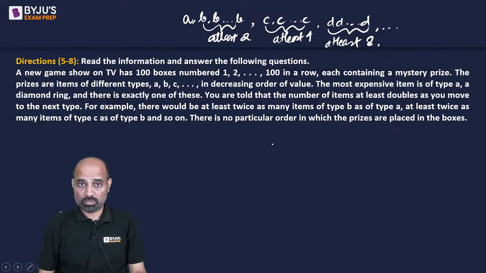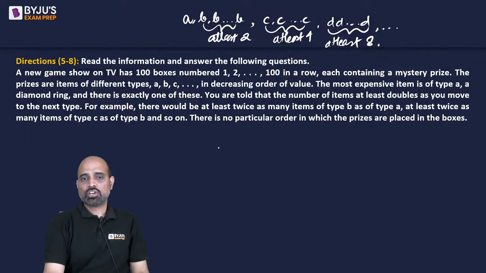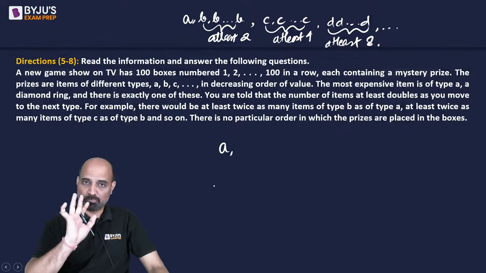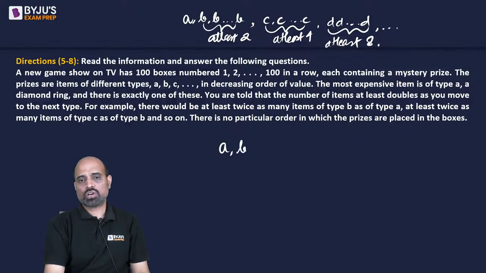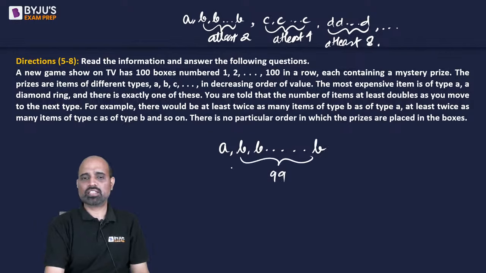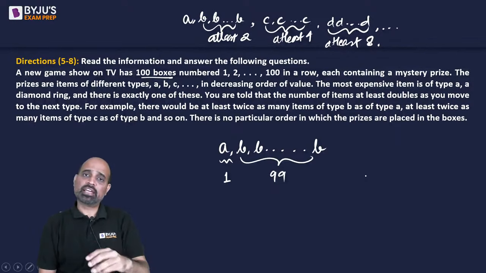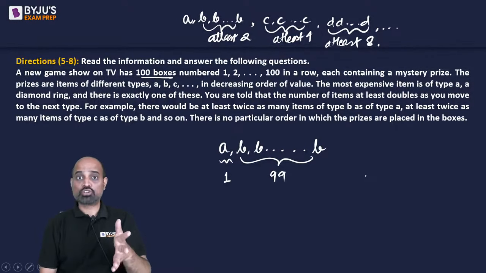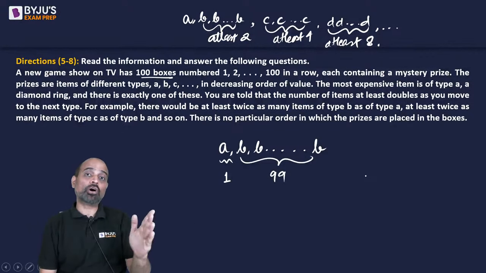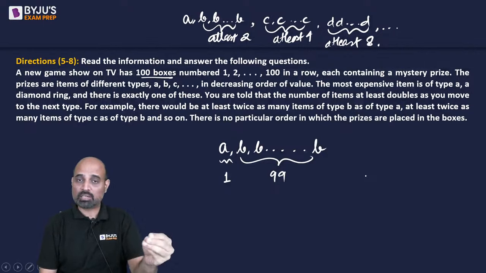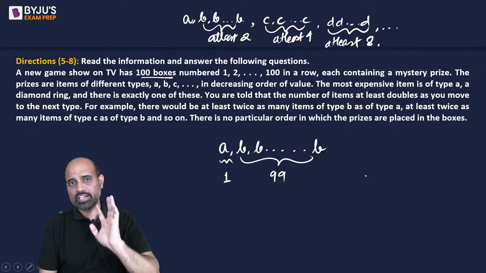Because there are going to be many possibilities, right? Let's take extreme cases. So suppose there is one A, then how many B's will there be at minimum? What will be the minimum number of B's we are going to have? At least 2. Since at least has been said, let's do one thing: take 99 items as B and one item as A. Total 100 boxes, right? So out of 100 boxes, one of the boxes has A and the remaining 99 has B. No problem. B is going to be at least twice of A. That means at least 2 boxes, and it can be more than that also. So I'm assuming the full 99.